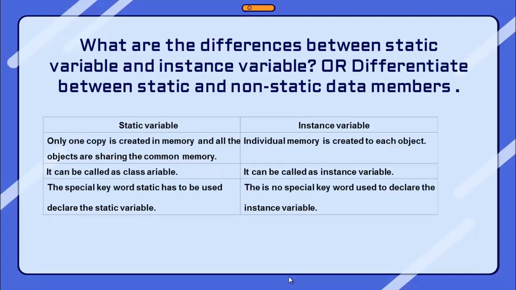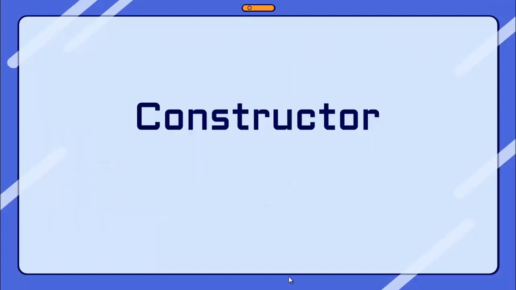What are the differences between static variable and instance variable? For a static variable, only one copy is created in the memory and all the objects share the common memory. For an instance variable, individual memory is created. A static variable can be called a class variable, and an instance variable can be called an instance variable. The special keyword used for a static variable is static. For an instance variable, there is no special keyword.